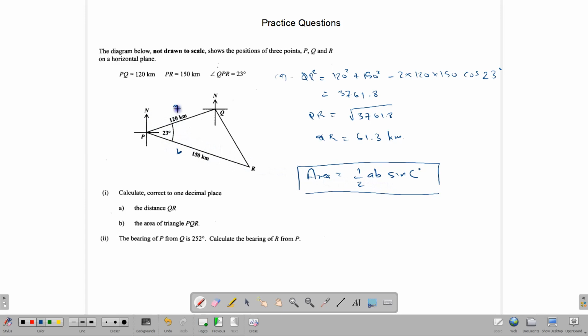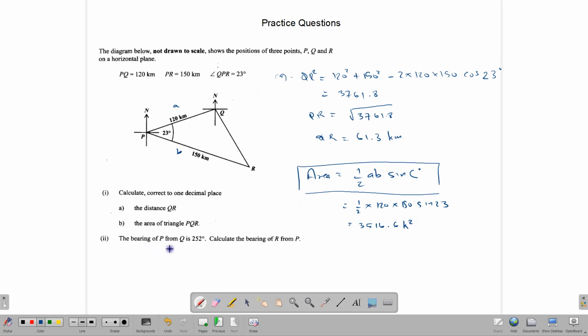So it's half times A, the product of AB, and the sine of the angle between them. So we can simply punch that in, as 0.5 times 120 times 150 times the sine of 23, and that should give you approximately 3,516.6 kilometers square. Remember that it's the area of the triangle that we're finding.